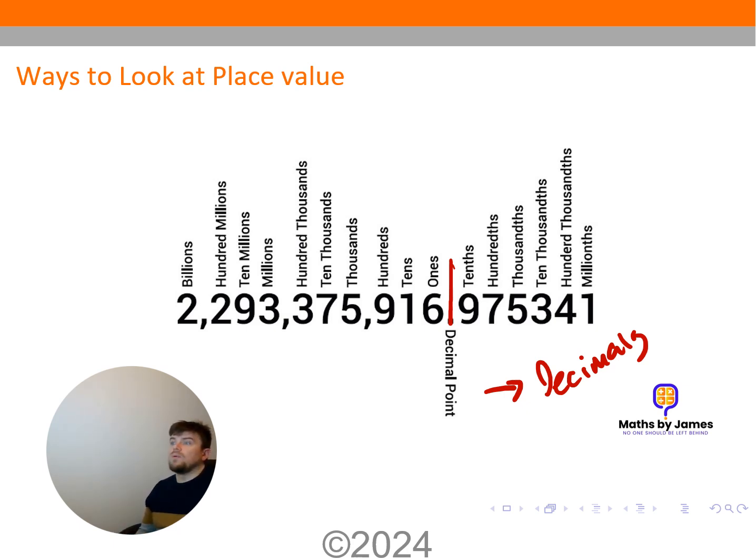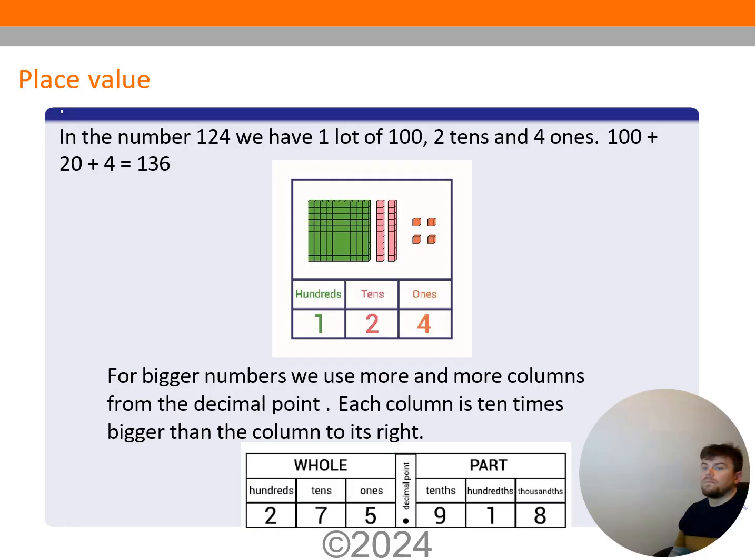Let's have a look at an example again of how a number's split up. Here we've got hundreds, tens, and ones. In the number 124, we have 1 lot of 100 in the green, 2 lots of tens in the pink, and 4 lots of ones, which is 4. Hence, we make 124. For bigger numbers, we use more columns from the decimal point.